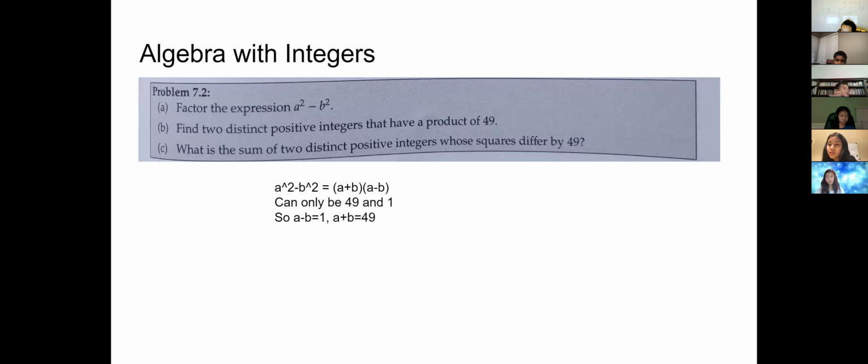Your audio is kind of messy. So one of them is 25, the other is 24, right? So you add them together, it's still 49. Okay.